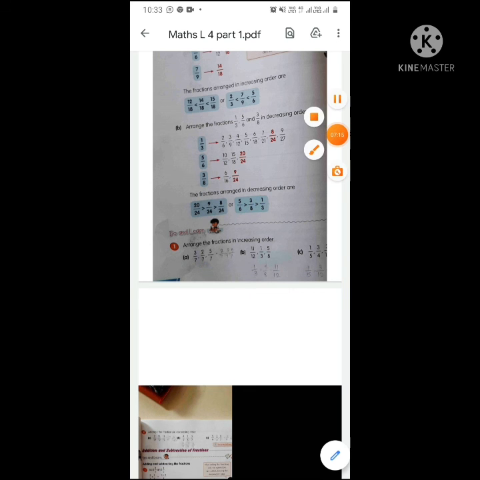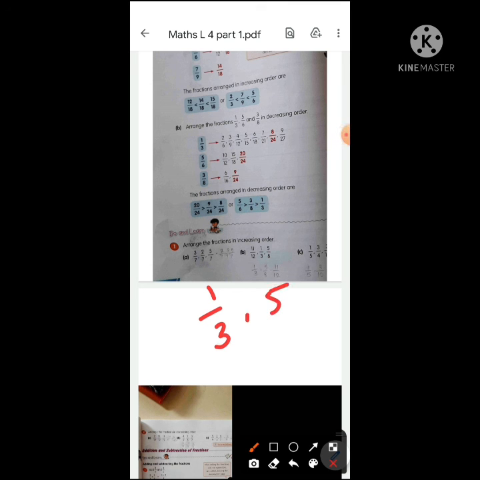Same way, now see the second one. Second one also, 11 upon 12, 1 upon 3, 5 upon 8. So first we will write 1 upon 3, smallest number, 5 upon 8, then 11 upon 12. We have to see the smallest number of the numerator. Third one is 1 upon 5, 3 upon 10, 3 upon 4. So first we will write 1 upon 5, then 3 upon 10, then 3 upon 4. So we are going to arrange like this in increasing order.